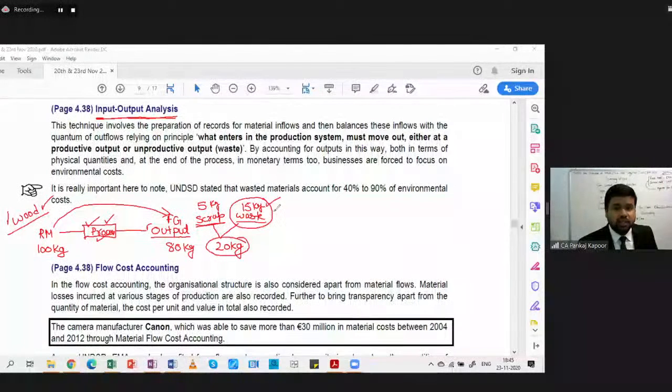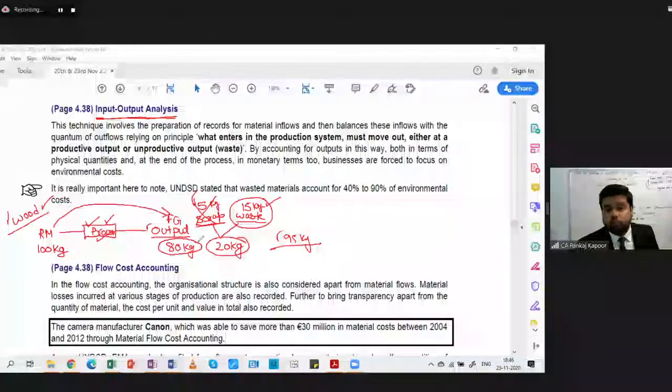Obviously, yes. Hence, while calculating the cost, I should not add the value of 100 kg of the wood. I must add the value of 95 kg of the wood, because 5 kg I am able to sell as scrap again. So I must consider the 95 kg. If no part of it can be sold as scrap, and the entire 100 kg is converted into the output, then it's very fine.